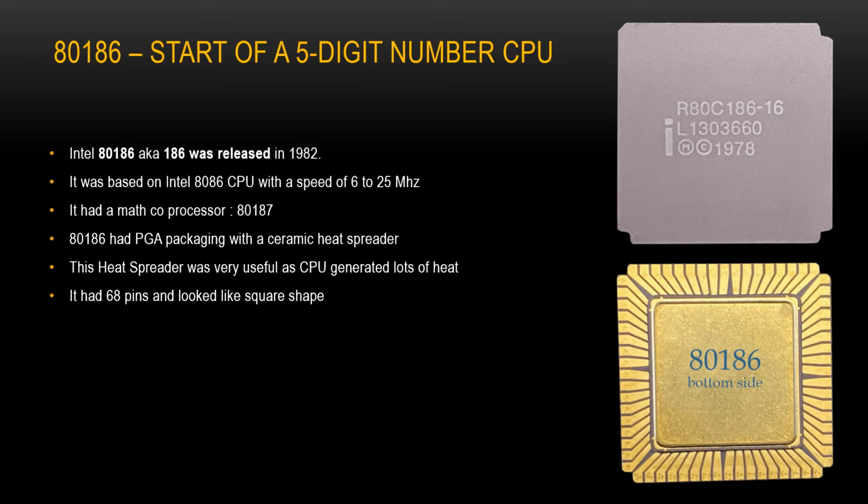186 had PGA packaging with a ceramic heat spreader. This heat spreader was very useful as CPU generated lots of heat. The CPU had 68 pins and looked like a square. You can see the CPU photo at right.